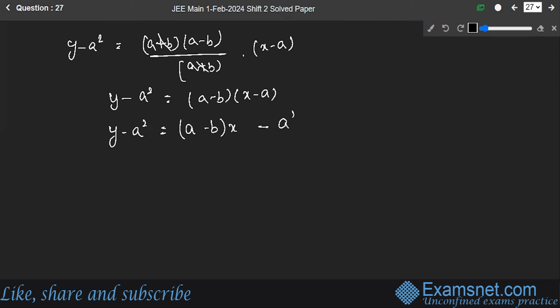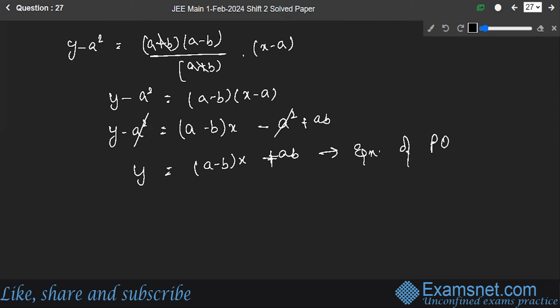And this will be minus A square plus AB. This minus and minus, they will cancel. Y will be equal to (A minus B) into X plus AB. Okay. Yeah, this is your equation of the line PQ. Now the equation of the line PQ is derived.